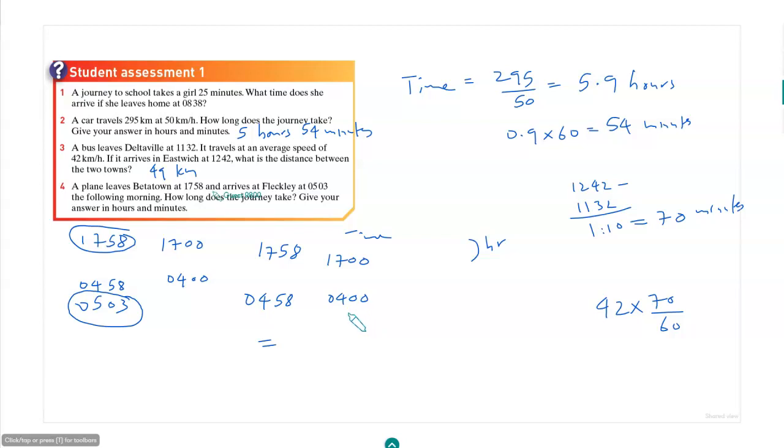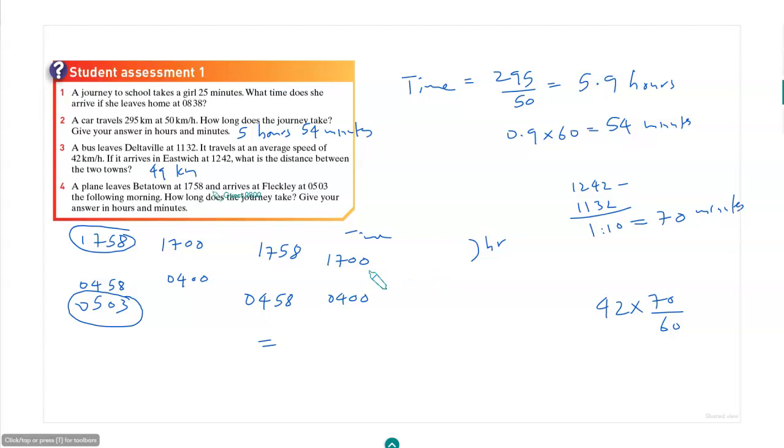For time calculations, you can't just subtract like that, because time is not based on a decimal system. It is not like proper numbers, because once it crosses 60, it changes totally. So you cannot deal with time just like you deal with numbers.